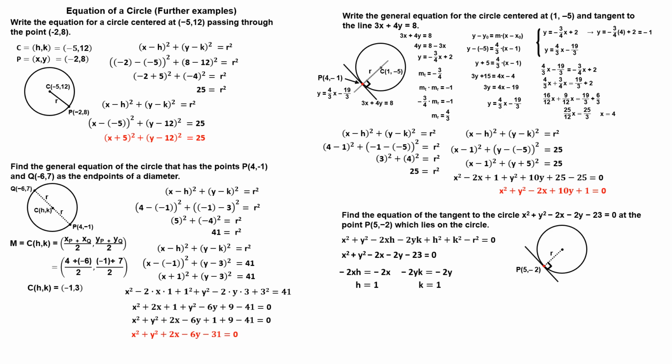We now can find the slope of the radius line. We now can find the slope of the tangent line. Plugging this slope and the coordinates of point P into the point slope equation of a straight line, we get the equation of the tangent line.